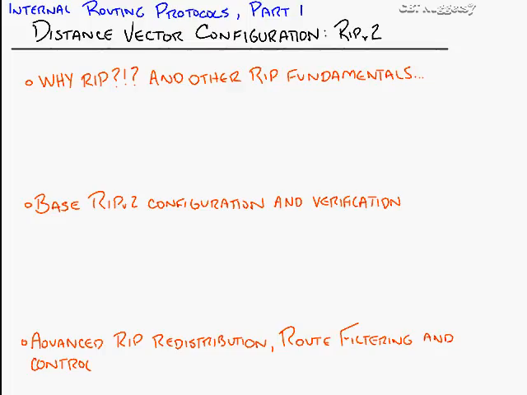Number one, haven't they removed the distance vector routing protocols from the CCIE lab? And number two, isn't RIP a piece of cake? Well, let me answer both of those before we even get going with the objectives. Number one is no. That's a common misconception because they have removed the classful routing protocols from the CCIE lab exam. That is correct.